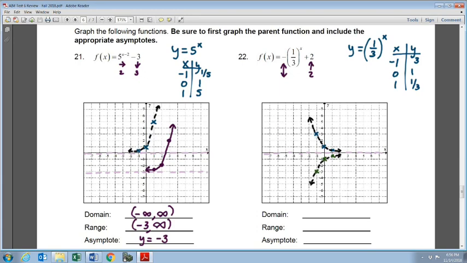Notice the asymptote didn't change, it's still y equals 0. But now we're going to move all 3 of our points up 2. By the way, that's the graph of minus 1/3 to the x power.